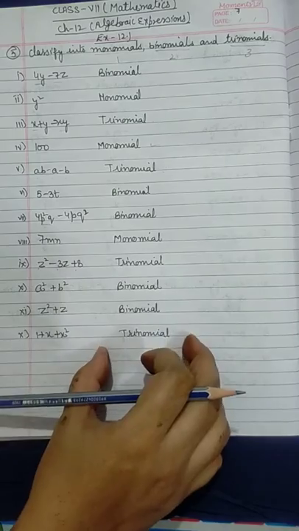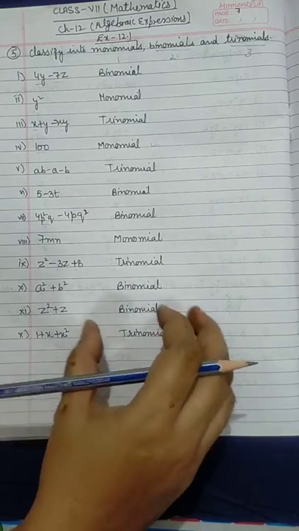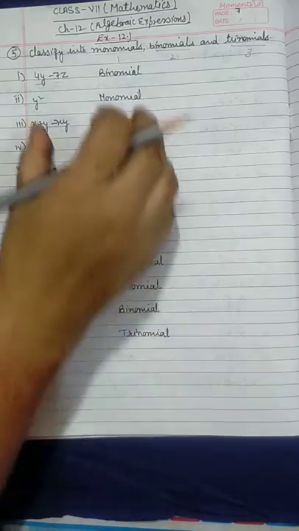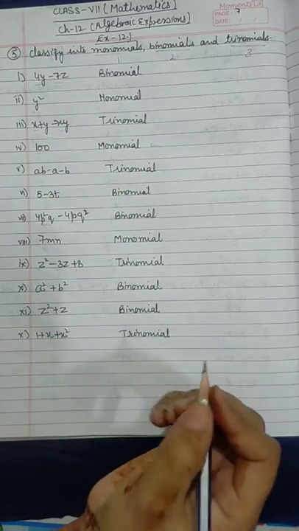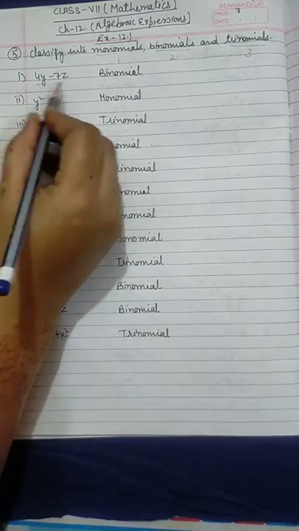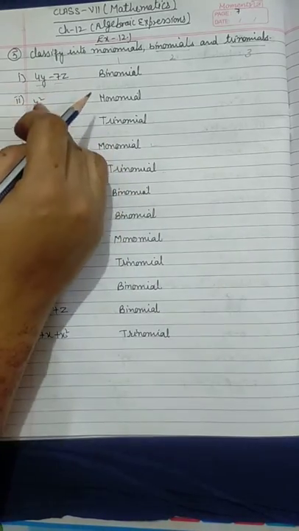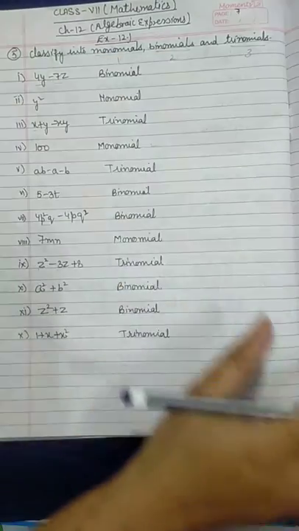So in the same way we will find out which one is binomial, which one is trinomial, which one is monomial. And just remember one thing: when you are going to represent which type of polynomial it is, these terms should be unlike terms. Fine, they must be unlike terms, only then can you represent that.